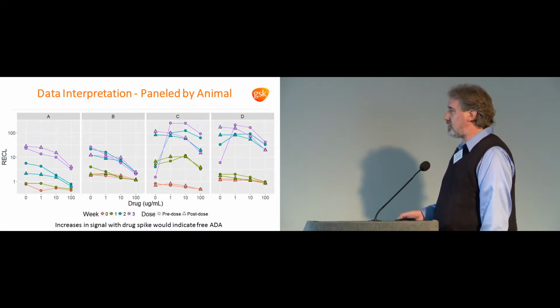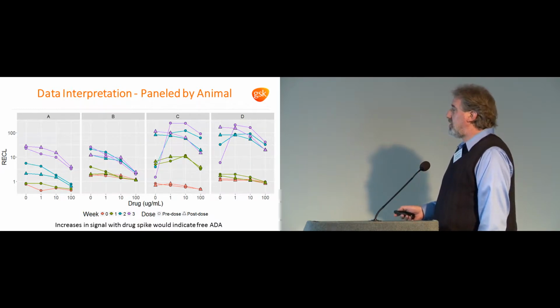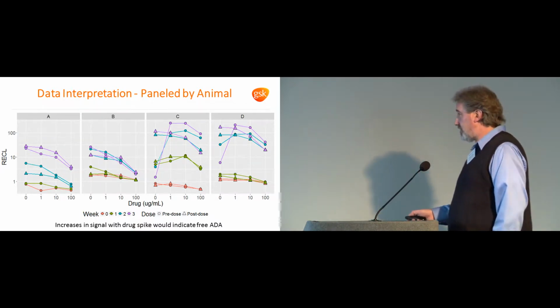These are negative responses of what they look like. There's no increase in signal. Everything looks like it's going on a downward trend, and when you compare the two, it looks like they practically overlap. Animal C and D are absolutely different.